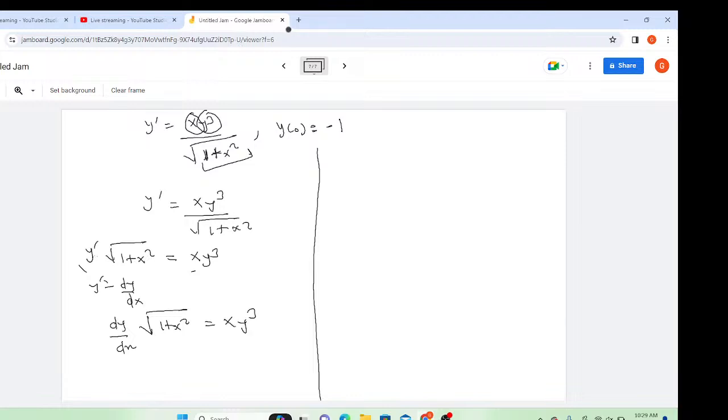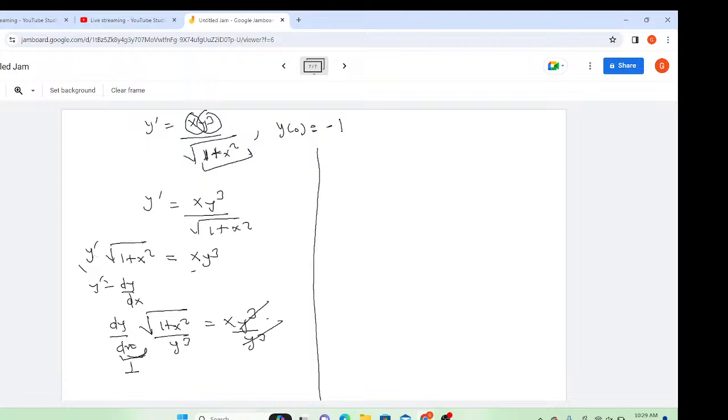Now we always make sure that our dx is attached to the function of x, and our dy is attached to the function of y. We bring our dx here. That means our function of x should be on the right, and the function of y should be on the left. So it's advisable to divide through by y cubed instead.